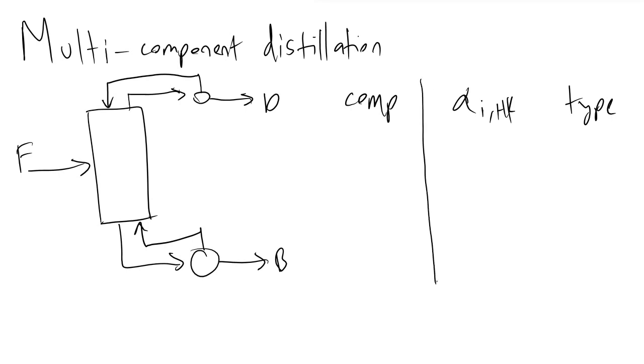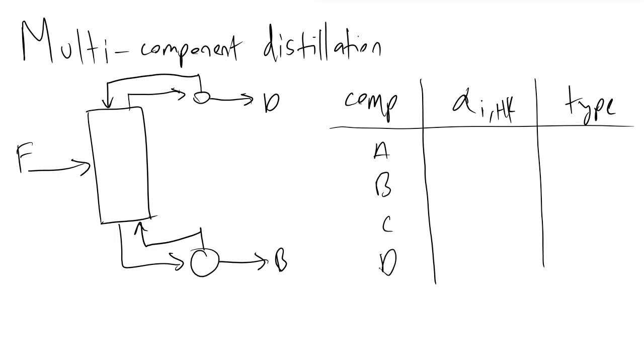So in this generic example, I'll be having four components, A, B, C, and D, and I will define component B as what we call a light key and component C as a heavy key.